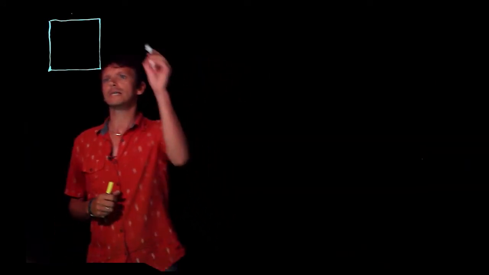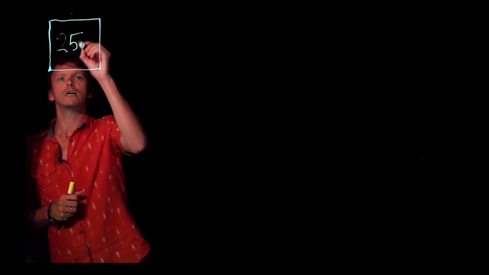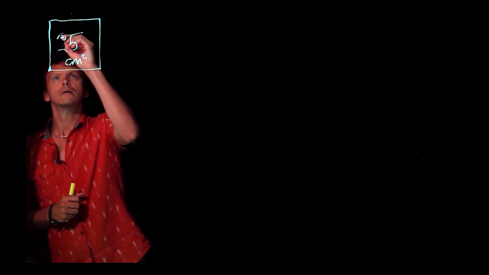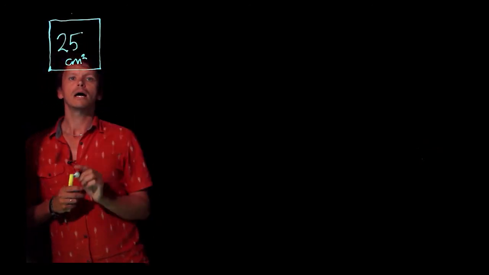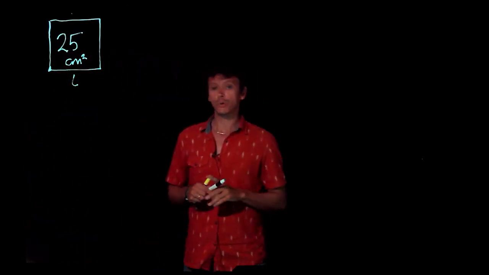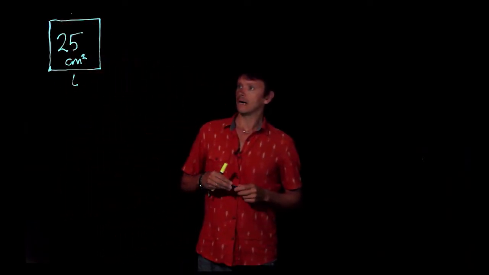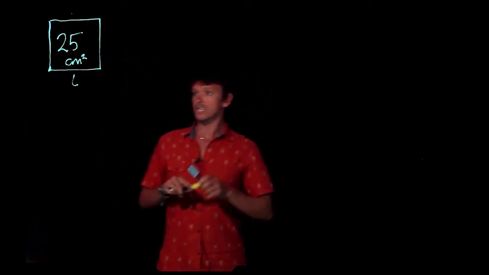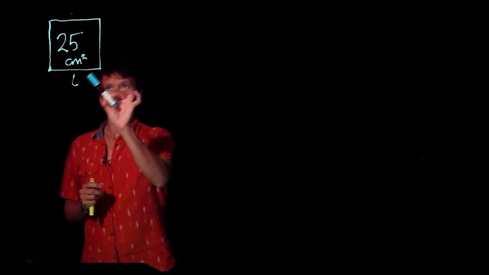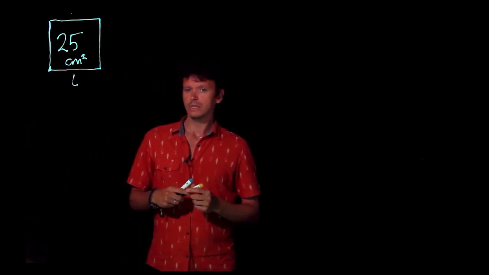Here's a square. We're going to say that it has an area of 25 centimetres squared. And we want to find the side length, which I'm going to call L. It's a square, so all of these sides are L. They're all the same. But how do we find it? Previously, when we were looking at square numbers, we multiplied L by itself, L times L, to get our area, which in this case is 25.